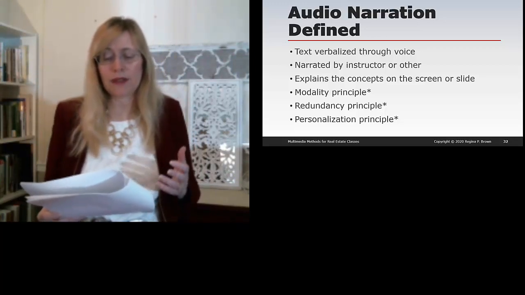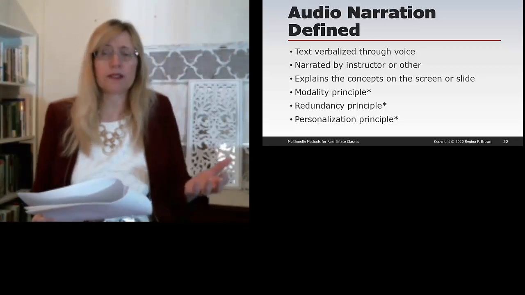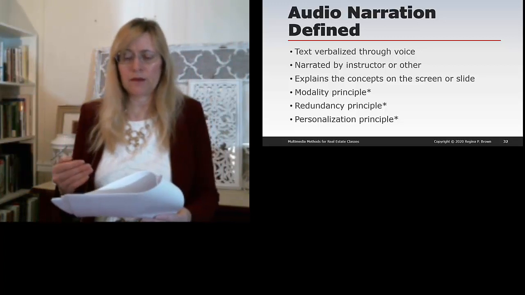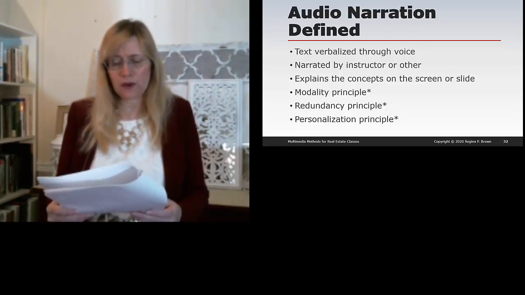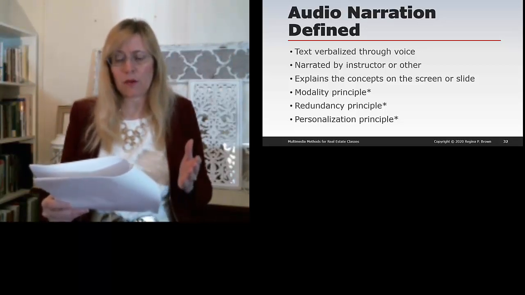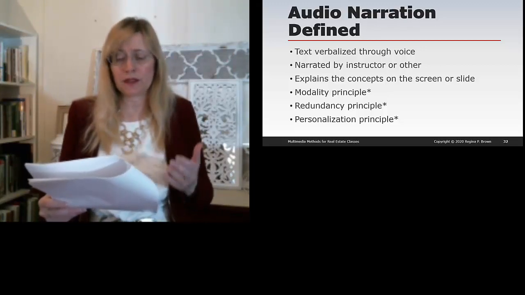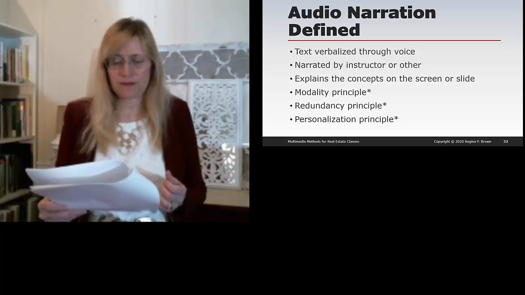The audio may be narrated by the instructor or by another person. An audiobook is a good example of narration. Audio narration is implemented using modern technology tools. Instructors should focus on increasing the use of technology to assist delivery, provide further support to students, and complement the face-to-face delivery. That's from Poon, 2013.